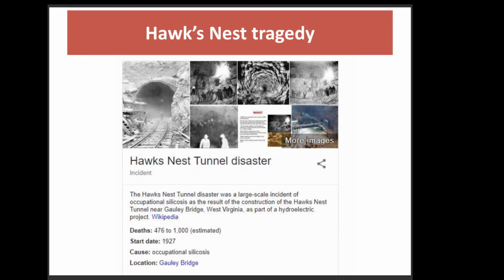Hawks Nest tragedy. The Hawks Nest Tunnel disaster was a large-scale incident of occupational silicosis as the result of the construction of the Hawks Nest Tunnel near Gauley Bridge, West Virginia, as part of a hydroelectric project. In this tragedy, the number of deaths was estimated at 476 to 1000. Start date was 1927.